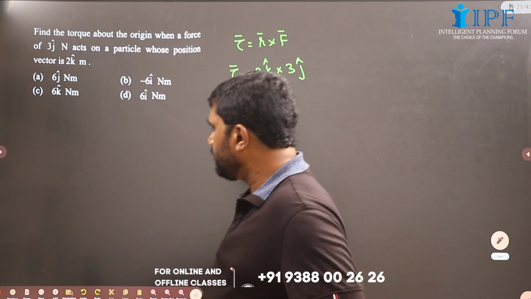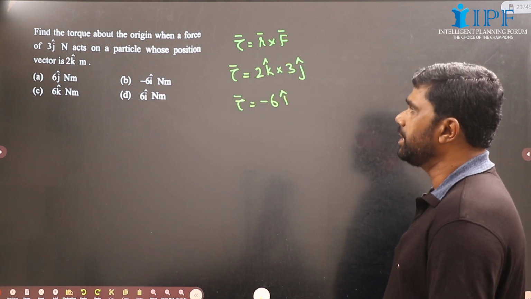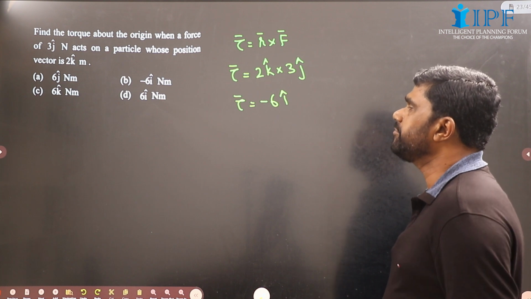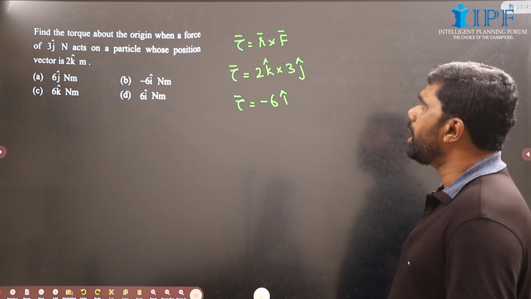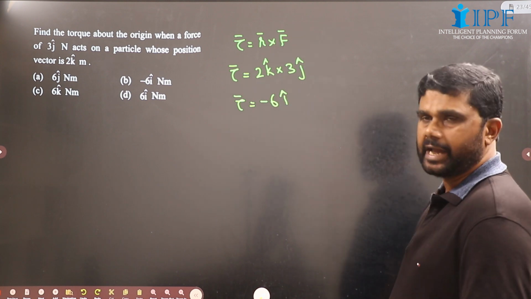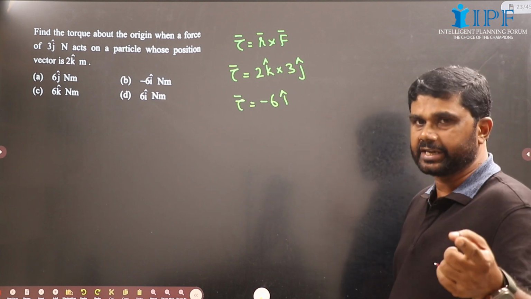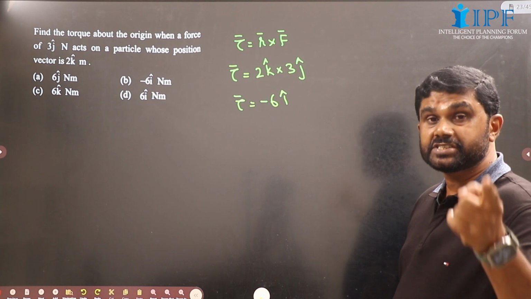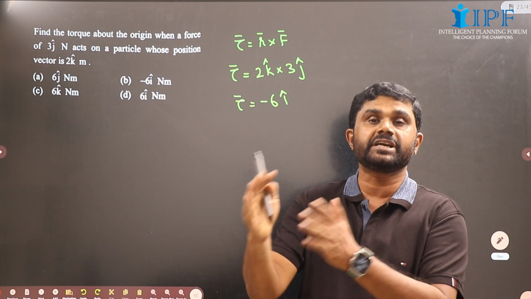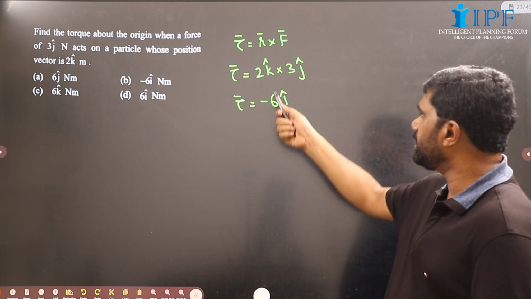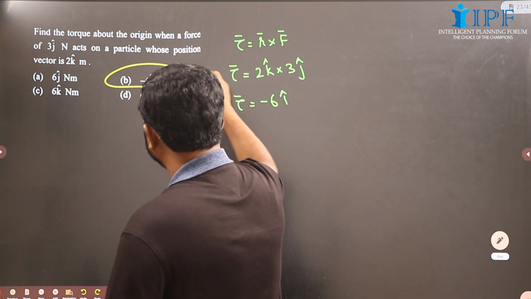Now let's see what we have next. Find the torque about the origin when a force of 3j Newton acts on a particle whose position vector is 2k meter. Now we have tau equal to r cross F, the position vector is 2k cap and F is 3j cap. j cross k is i, and the cross product is anti-commutative. If j cross k is i, then k cross j will be minus i. So we will get 2 into 3, that is minus 6 i cap Newton meter.